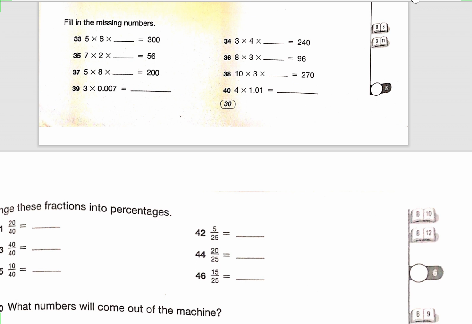Now, number 41 to 46 says we should change the fractions into percentages. And I know we all know what to do. Percentage means multiply by 100. Just multiply 20 over 40 times 100 over 1. You cancel to get your answer, and you do that for all the other ones. Okay, that's what you do.